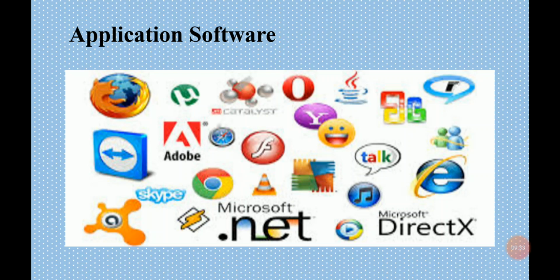Suppose I want to chat with someone else, what kind of software should I use? I use WhatsApp, or WeChat. So we use some chatting software. Because WhatsApp is designed to do a specific task, that is known as application software. Suppose I want to type a document, so I use MS Word. So what is MS Word? MS Word is an application software which is used to perform a specific task, typing.